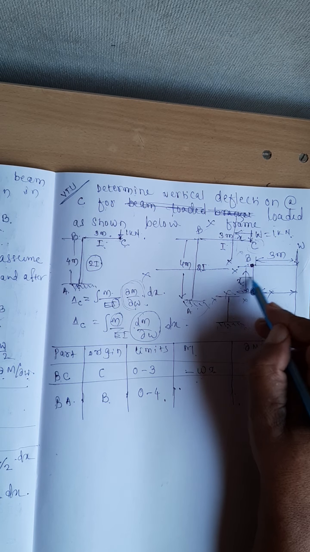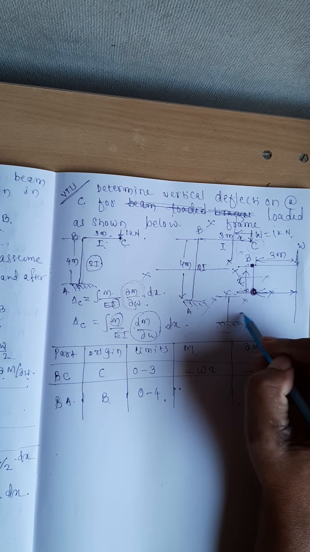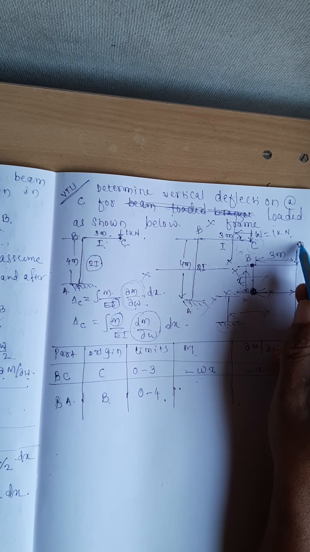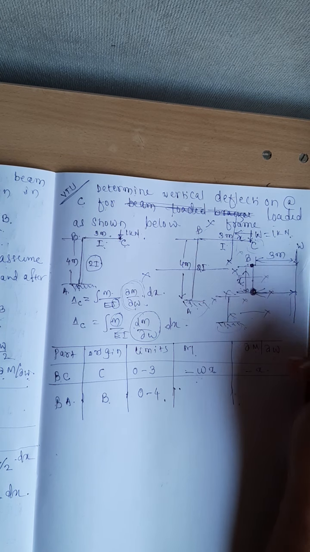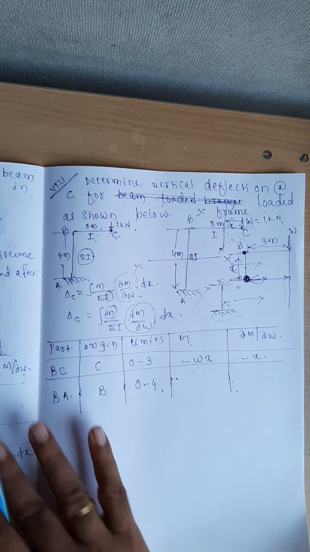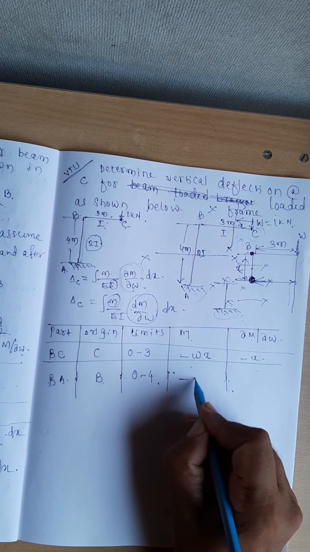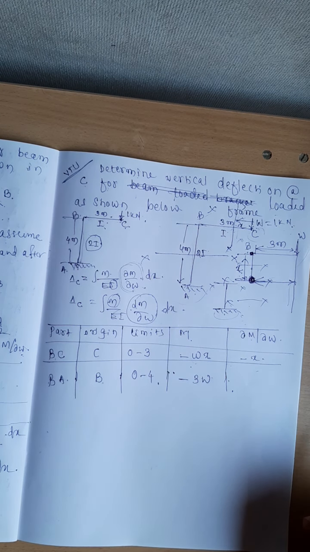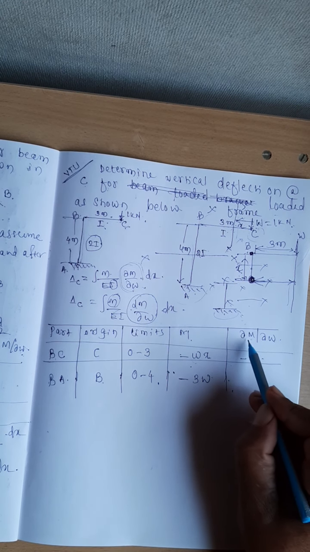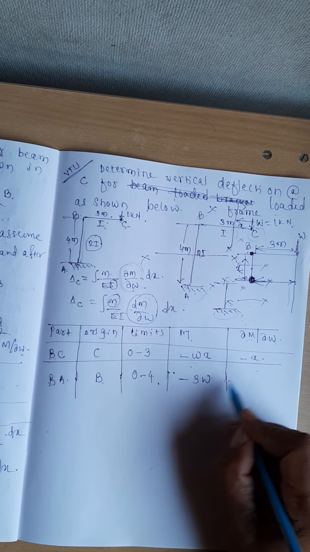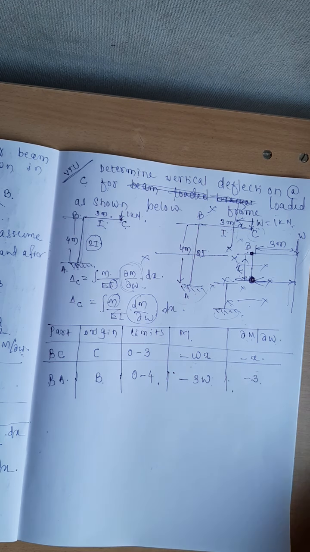Just see here whether your section is here or here or here. The distance of the load from this point or this point or this point is the horizontal distance, that is equal to 3 meter. That you need to observe, and that 3 is creating the sagging moment. That is why it is negative. Minus 3 into W. Now what is dM by dW? You differentiate this one with respect to W, that is why it will be equal to minus 3.